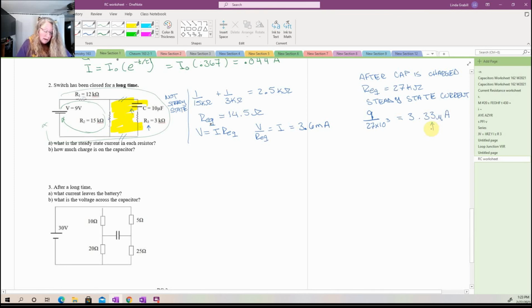So just to remind yourself when you're looking at these things, think of what is actually physically happening in the circuit. So how much charge can go on the capacitor? Well, that's still just V equals the charge over the capacitance, or my charge equals my V times my C. Steady state current on each resistor: the only ones that are going to have a steady state are those two. That's what we figured out here. So you have it. I'm going to leave the next one for the next video.